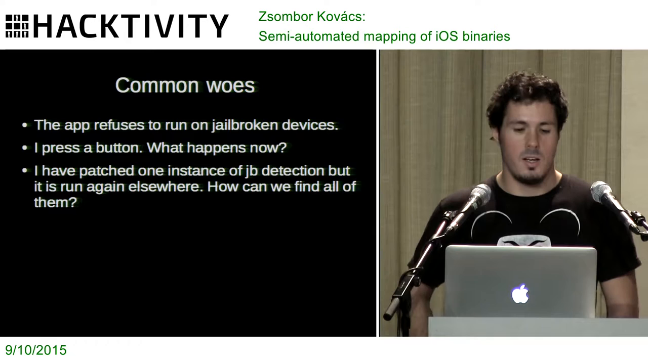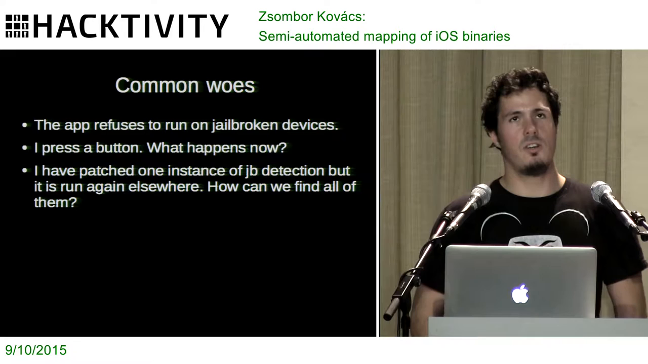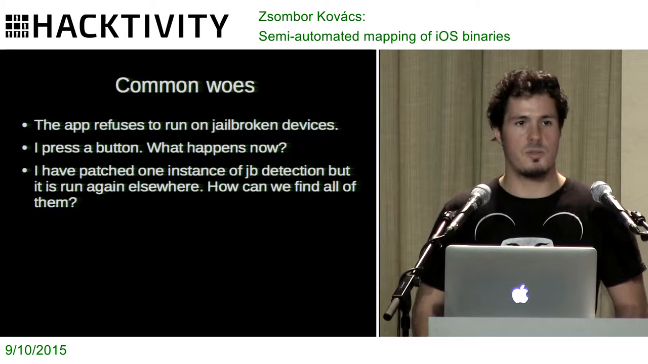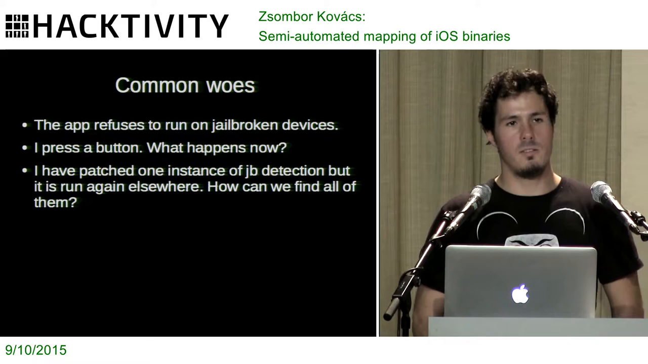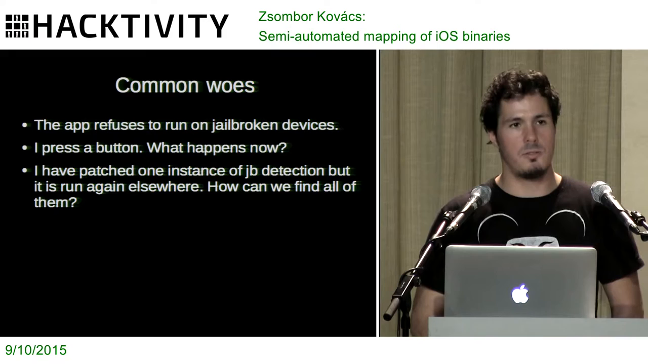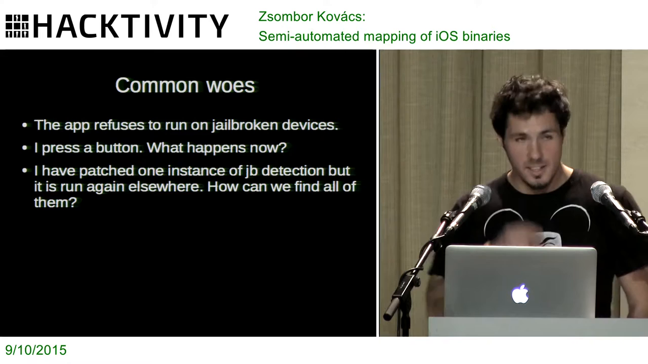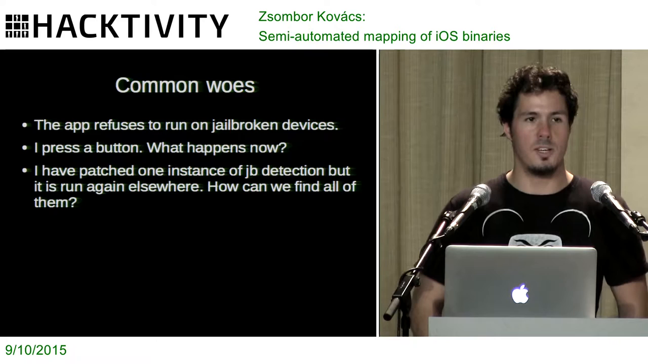Once we have jailbreak detection, I'm pretty sure that anyone who has ever had to patch jailbreak detection out of a binary knows this is one of the most frustrating things that can happen to you. You spend hours trying to find the point where jailbreak detection takes place, you patch that particular section of the binary, and you run the app again with a pulse over 180, and boom, jailbreak detection kicks in again, but at some other place. And you usually have to do this over and over again, and this is as boring as it sounds.